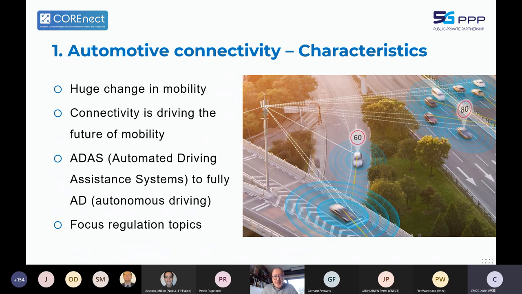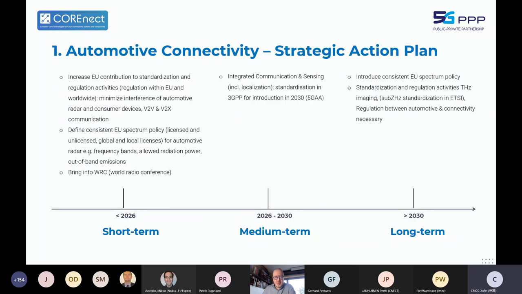We also need to focus on a number of regulation topics in order to continue the evolution that we have set in the automotive sector. And we see a number of requirements from short term to long term. I will not go into the full details here, but what is important is that we continue to work together with public authorities, with industry, with RTOs towards standardization and regulation activities, in order also to minimize, for example, interference of automotive radar and consumer devices with V2V, vehicle-to-vehicle, vehicle-to-infrastructure communication, and also 5G, 6G in the future.